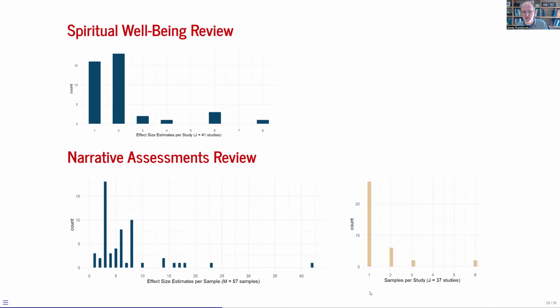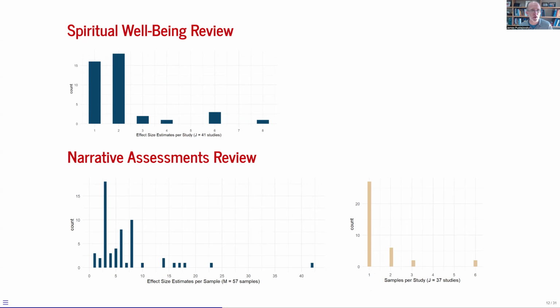So on the right here, I've just got a sort of histogram of how many samples per study were included. There's one study that is based on 3 distinct samples. A couple have 2 samples, most just have 1. And that'll, again, add complexity and sensitivity to modeling assumptions. So it's important to know that at the outset.